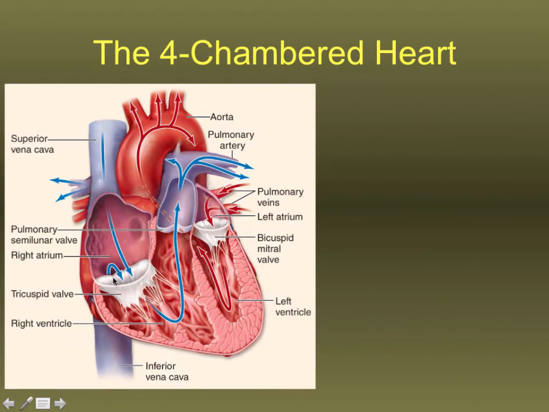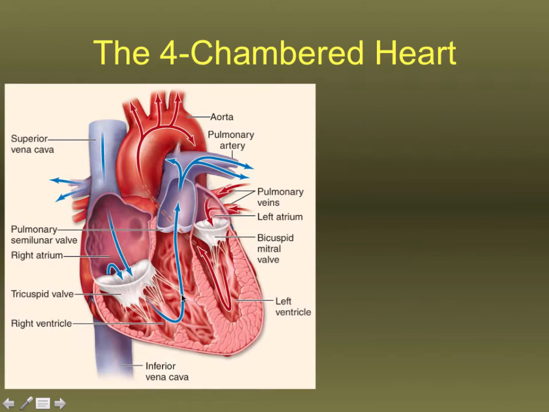Superior, inferior doesn't mean better or worse. Doesn't mean best and worst. It means this one's above the heart, this one's below the heart. So blood in these two veins is going to go into the right atrium. It's going to flow past what's called a tricuspid valve into the right ventricle.